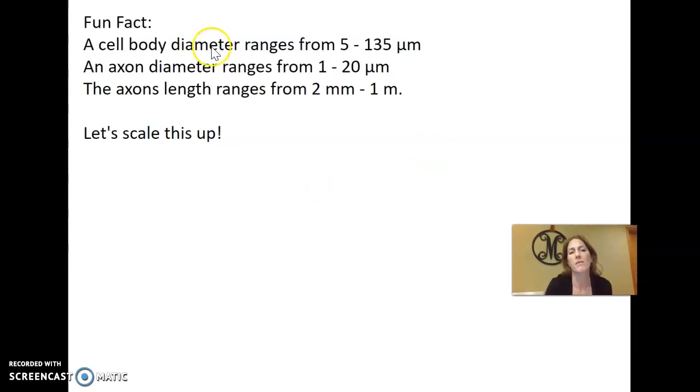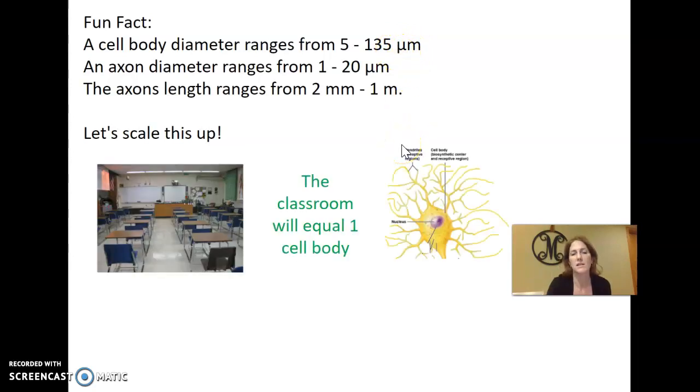Just an idea of how long this is. So we have a cell body. We're not going to get too caught up in these numbers. The diameter can range from 5 to 135 micrometers. Micro is a millionth, or 10 to the negative 6th, so a millionth of a meter. A millimeter is a thousandth of a meter. So this is very, very small. I'm going to skip through that.